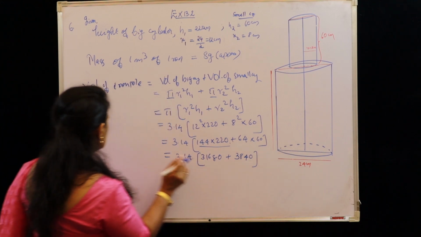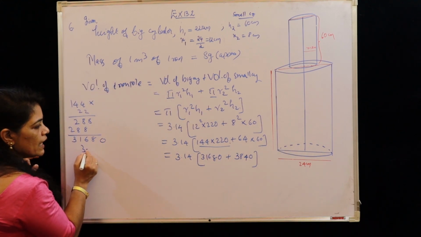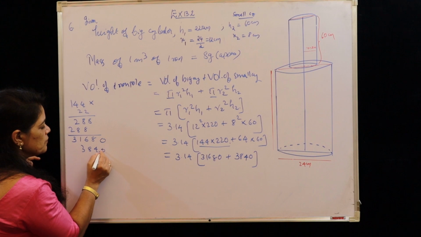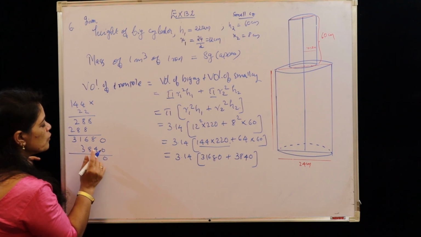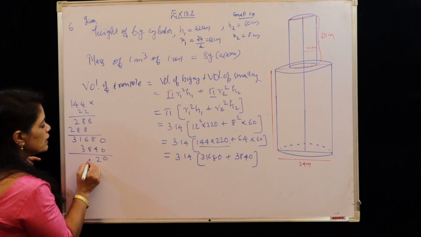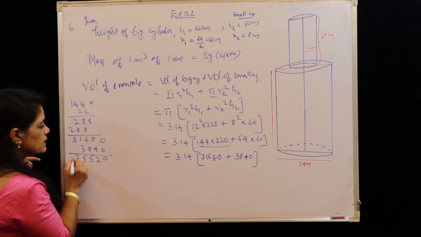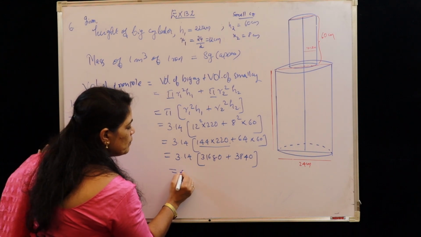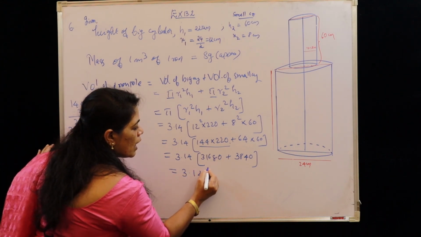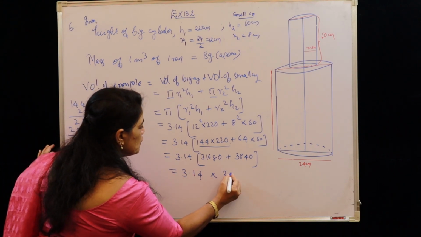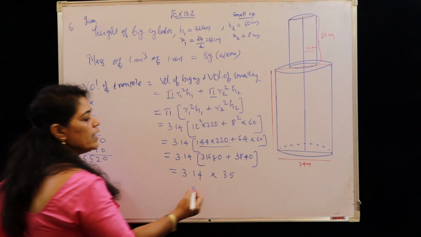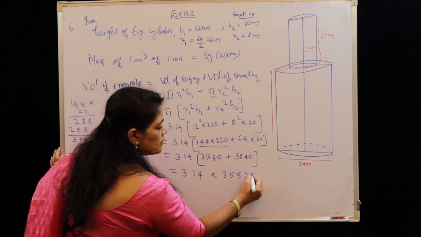Then we can add these together: 3840 and 31680. That is 0, 4 plus 8 is 12, 1 carries, 4 plus 1 is 5, 3 plus 1 is 4, plus 1 is 5, and 3. That means 3.14, after adding we got 35,520.